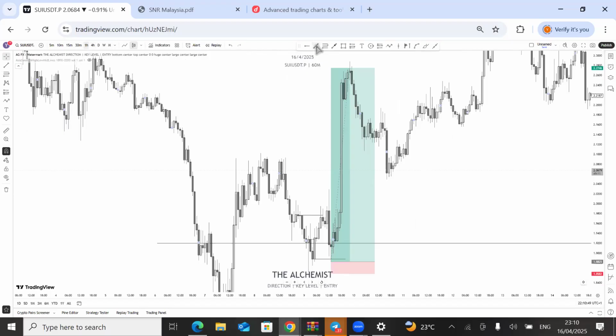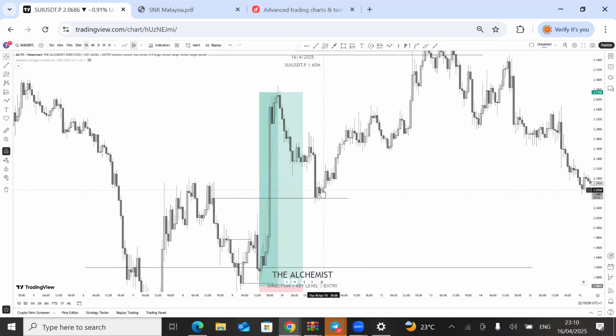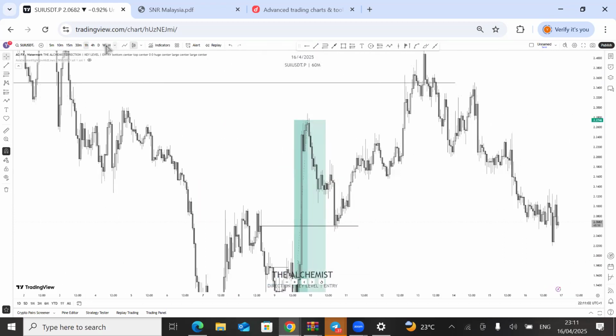This one, I think price was reacting from this key level, liquidity. Look for your storylines again here on 4-hour time frame. Look for your storylines here. Price is buying to the upside.